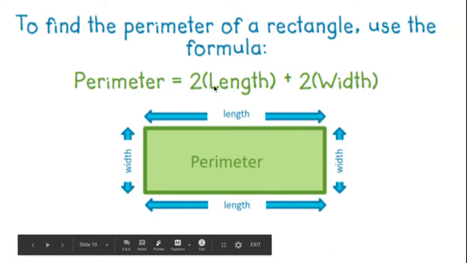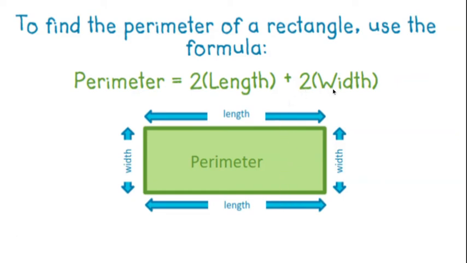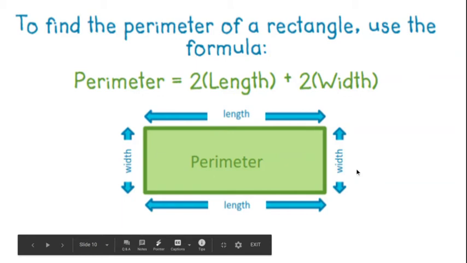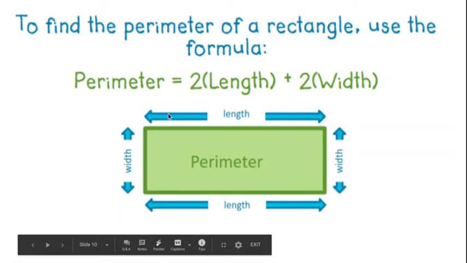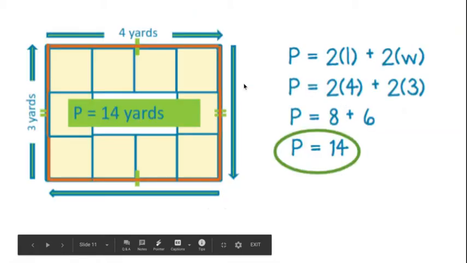So it's 2 times the length because there's 2 here, one on the top, one on the bottom, and it's 2 times the width because there's one on this side and one on that side. That's why we're multiplying it by 2, one on each side. And then we add them all up to get the perimeter. Another way you can do this is you can just add all the sides together, this side plus this side plus this side plus this side. And I'm going to show you what that looks like in a second.